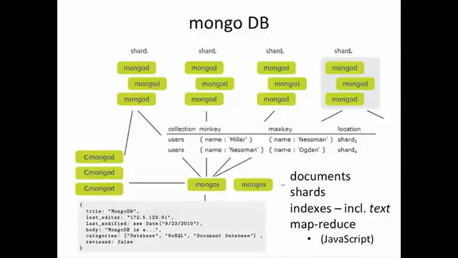Further, the indexes that MongoDB supports include full text indexes, so that it essentially has support for inverted indexing, as we saw in the first week of this course. Lastly, it also supports a form of MapReduce within the database itself. So one can effectively write MapReduce programs which process data in MongoDB using JavaScript, which is the only language it supports.